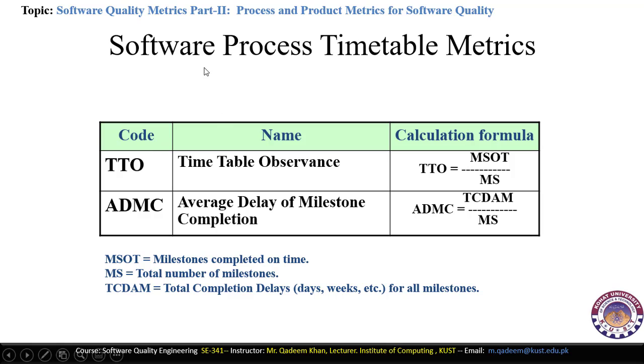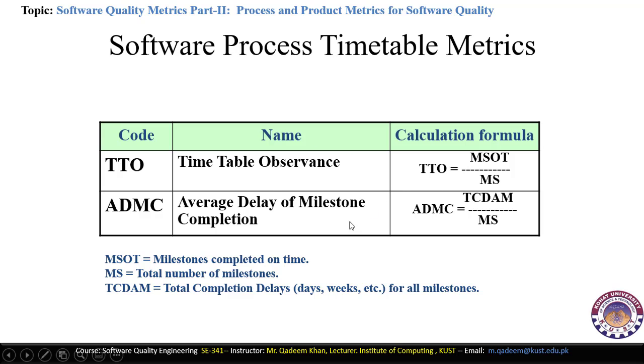Now also we have a very important metric called the software process timetable metrics. Here we have two different software process timetable metrics. One is called TTO and the second one is ADMC. TTO is the timetable observance. So timetable observance is equal to MSOT divided by MS, where MS is the total number of milestones and MSOT is milestones completed on time.